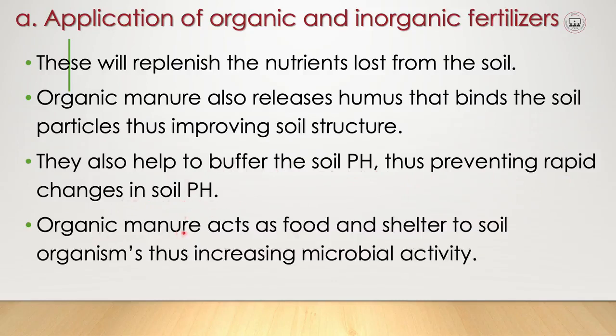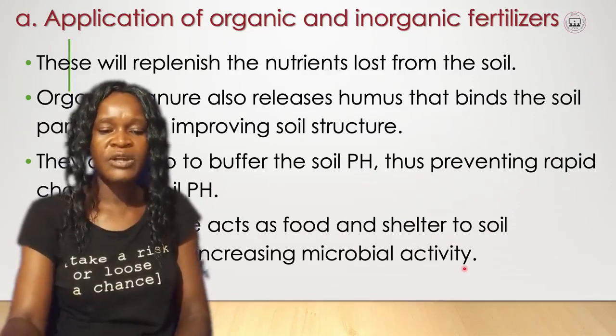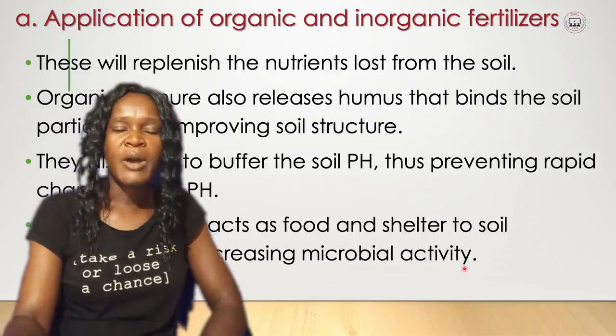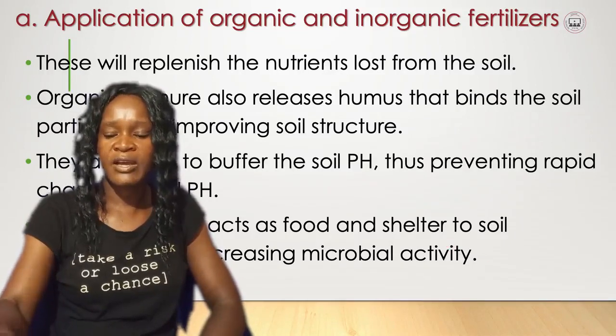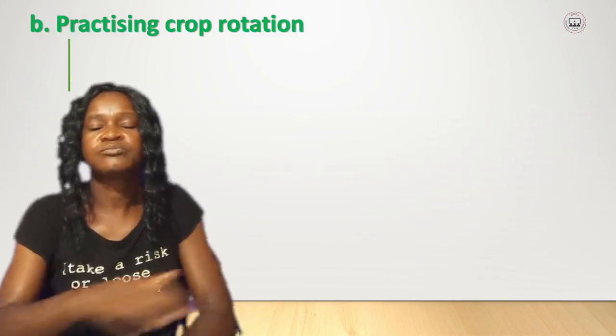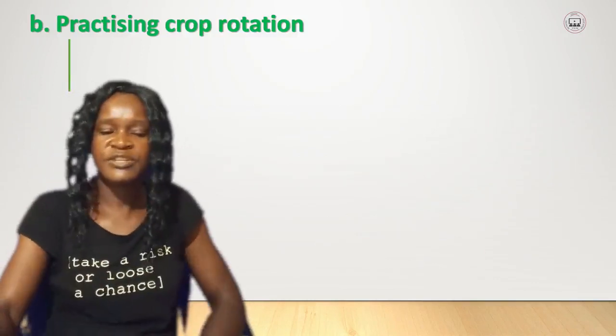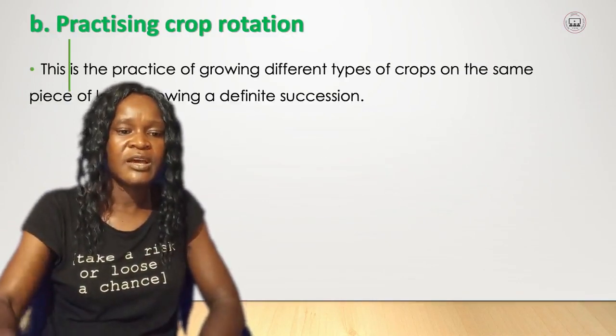Apart from that, organic manure acts as food and shelter to soil organisms, thus increasing microbial activities. So organic manure, most of the times, provides a conducive environment for microorganisms which will help in the decomposition process, thereby increasing the microbial activity. Another way we've mentioned which will improve soil fertility is by practicing crop rotation.